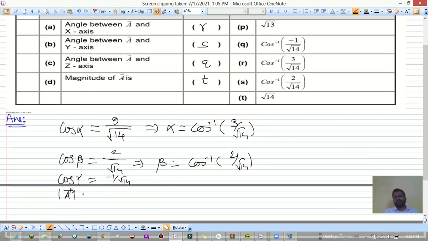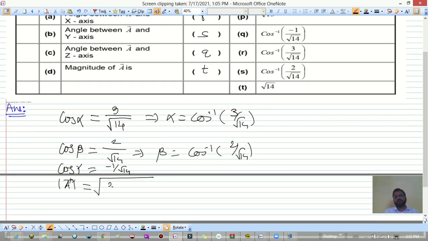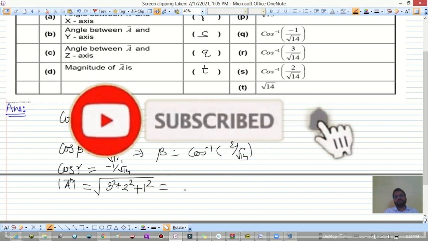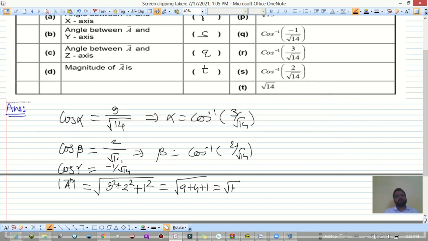So if you want, I'll write over here: the magnitude of a bar is root of x component squared, that is 3 squared, plus y component squared, that is 2 squared, plus z component squared, that is 1 squared. So root of 9 plus 4 plus 1, which is root 14.